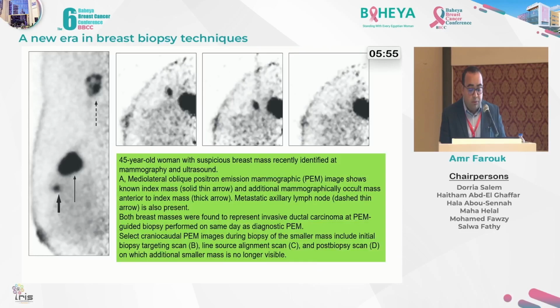This is another case of a 45-year-old woman with a suspicious breast mass recently identified at mammography and ultrasound. However, the anteriorly related nodule was not properly identified in the ultrasound. The patient had the biopsy for the main mass and the nodule adjacent and anterior to it. Both the lesion and the anteriorly related nodule were biopsied, showing carcinoma. And in the post-biopsy images, this nodule is no longer visible.